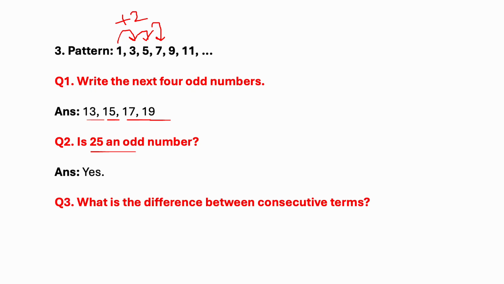Then what is the difference between consecutive terms here? Consecutive terms means the terms that come one after another in a pattern. So what is the difference between consecutive terms? See 11 minus 9, 2. 9 minus 7, 2. So answer is 2.